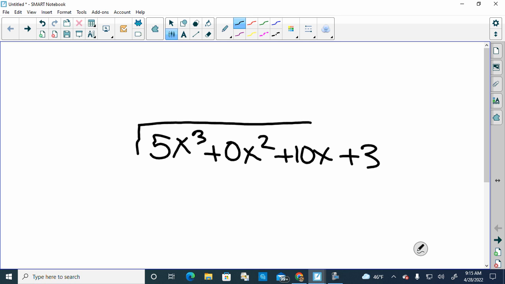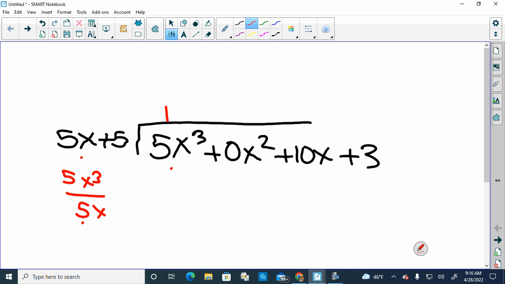Then on the outside, it also has to be in descending order. It wasn't, so you had to rewrite that. Same steps every single time: first divided by the first. So it's 5x to the third divided by 5x. So 5 divided by 5 would be 1. You can write the 1 if you want to, you don't have to, because when variables are by themselves, the 1's there. Subtract, so that would be x squared.